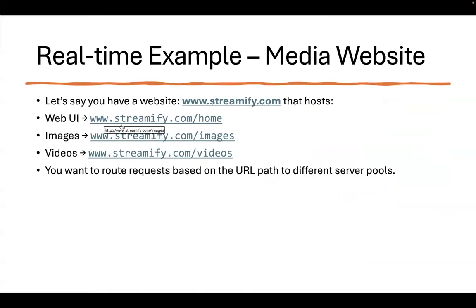So here, let's see. You have a website. If you are typing this web UI, it goes to the home first. Then if you are trying to open images, slash images will go to the images pool, and videos will go to the videos pool. You want to route requests based on URL path to different server pools here.